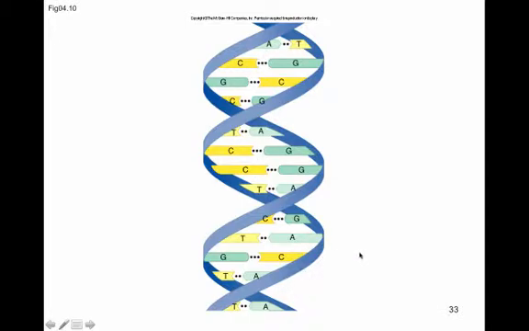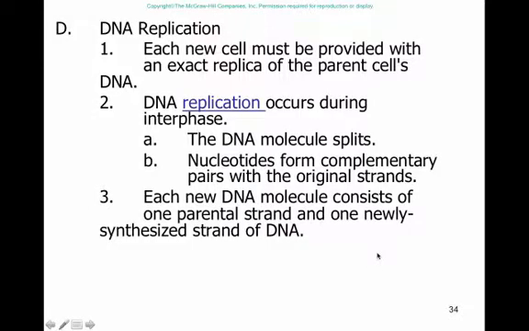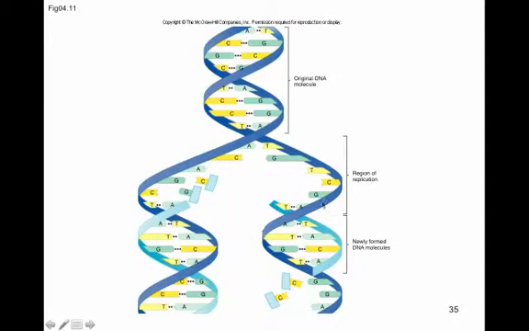DNA replication. Each cell must have an exact replica of the parent cell during mitosis. Actually, the DNA replication occurs during interphase before mitosis begins, and then mitosis splits it. The DNA molecule splits, and nucleotides form complementary pairs with the original strands. Then each new DNA molecule consists of a parental strand and one newly synthesized strand. And that's where mutations could possibly occur if there's the wrong base pairing or some crossing over. So the parent strand is the dark blue, and the new strand is the lighter blue.